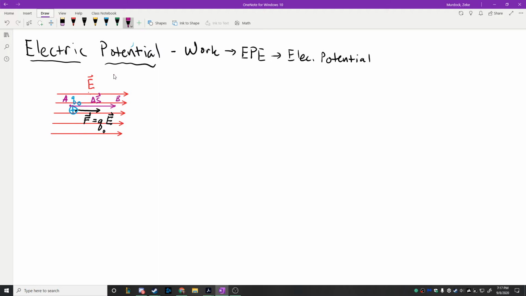Okay, and let's say that the magnitude of that vector, so A to B is a path. The path is equal to delta S, and the length of that path is D. And we want to calculate what is the work done by the electric field.